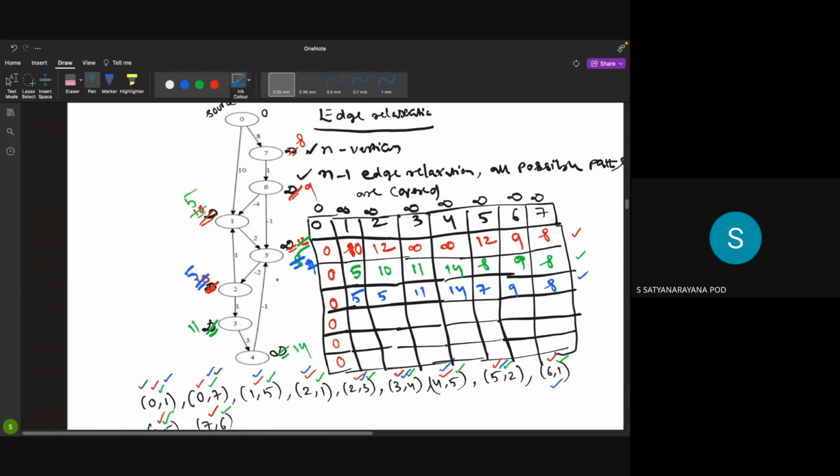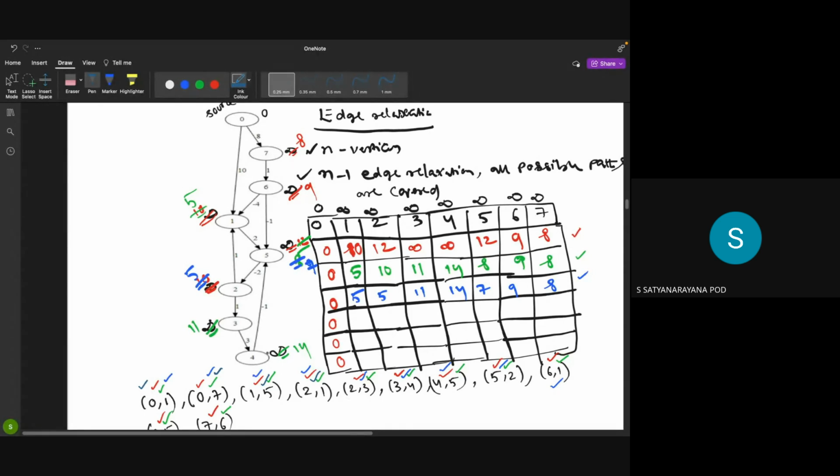Next one is 1 to 5. Any update in 1 to 5? 5 and this 2, it's 7. 7 already existed, so no change required. 2 to 1, already 5 is there, 5 plus 1 is 6. So there is no chance of update. 5 is already a better value.